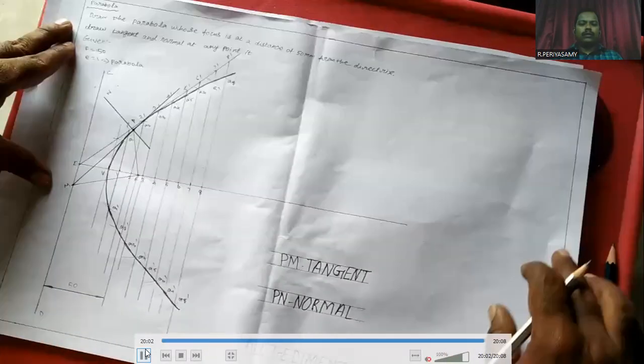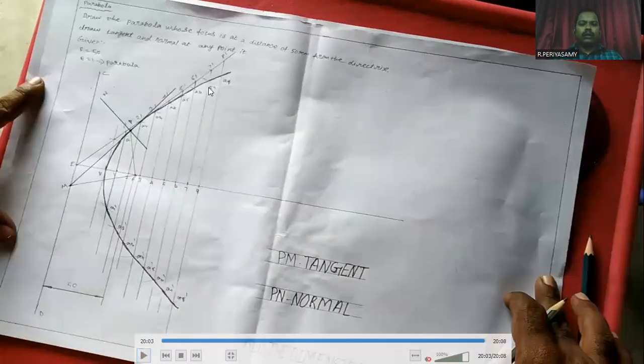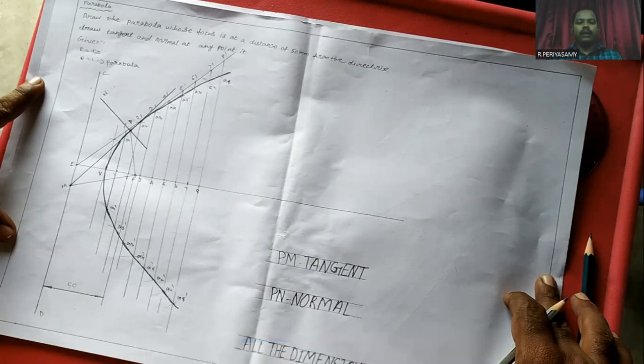This is the final view. In this problem, this is a parabolic curve. The parabolic curve will be in a dark line. The tangent line is also dark. The normal line is also dark. The remaining lines are in a thin manner. For dark lines, we are using an HB pencil. For thin lines, we are using 2H pencils.